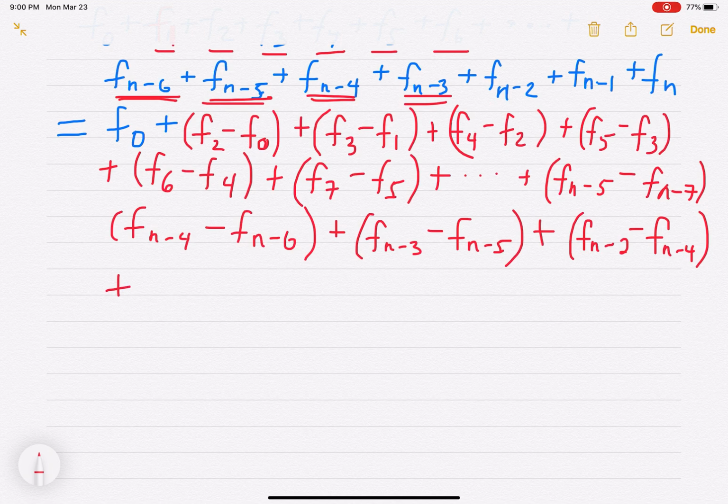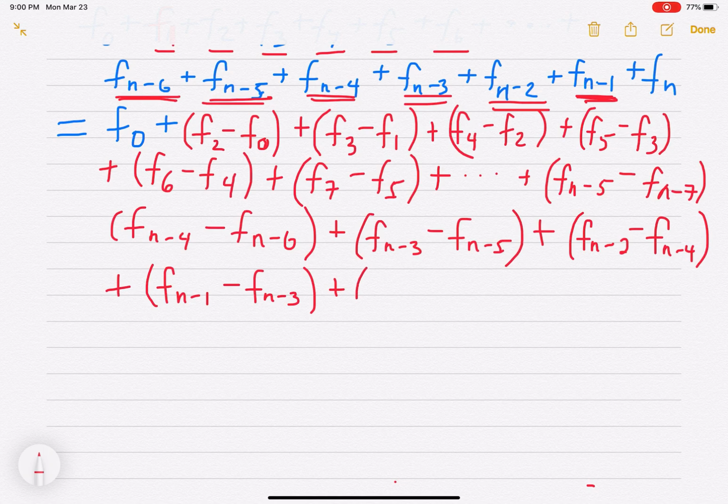Plus, we have to replace fn minus 2 with the future, fn minus 1, minus the past, fn minus 3. Plus fn minus 1, we're going to replace that with the future, fn, minus the past, fn minus 2. And finally, fn, our last term here, is the future, fn plus 1, minus the past, fn minus 1. And now we've got lots of canceling to do.